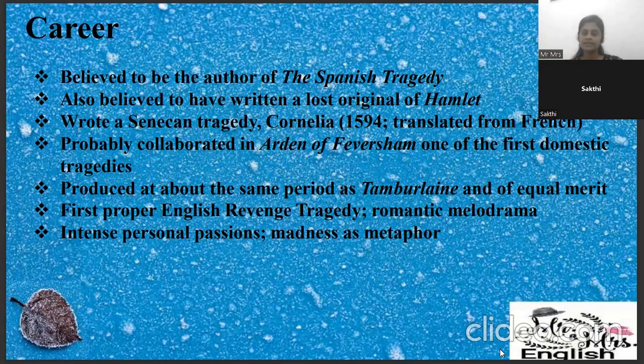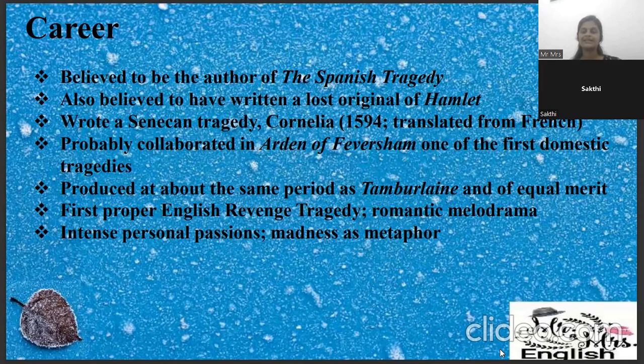We got this information from Thomas Heywood's book, Apology for Actors, in which he mentioned that the Spanish Tragedy is written by Thomas Kyd, or some details are given in this particular work. And that's why we believe that Kyd is the author of the play Spanish Tragedy, and he is also believed to have written the lost original of Hamlet.